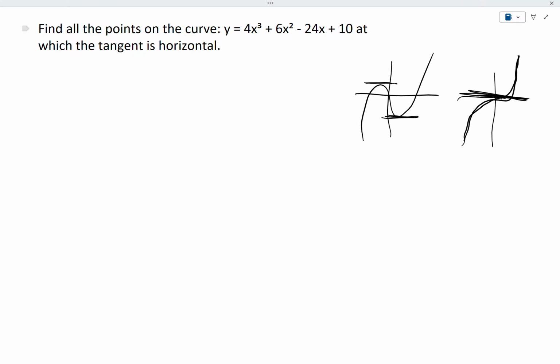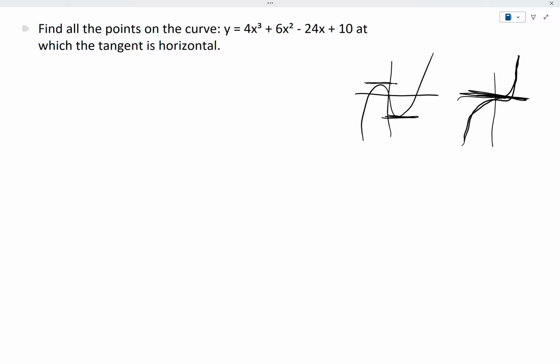So here's our function up here. How do we know when this function is having a horizontal tangent? Well, that would be if the derivative of the function was 0. In other words, if the function has 0 slope at some x value, that's a horizontal tangent. So let's take the derivative of this function here.